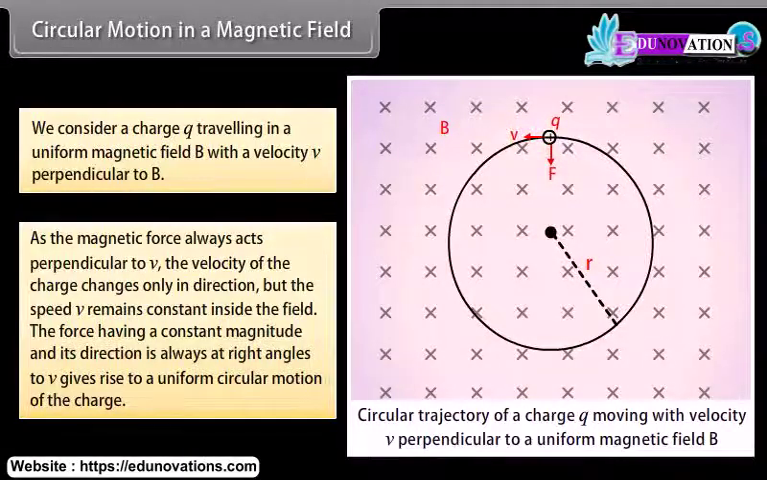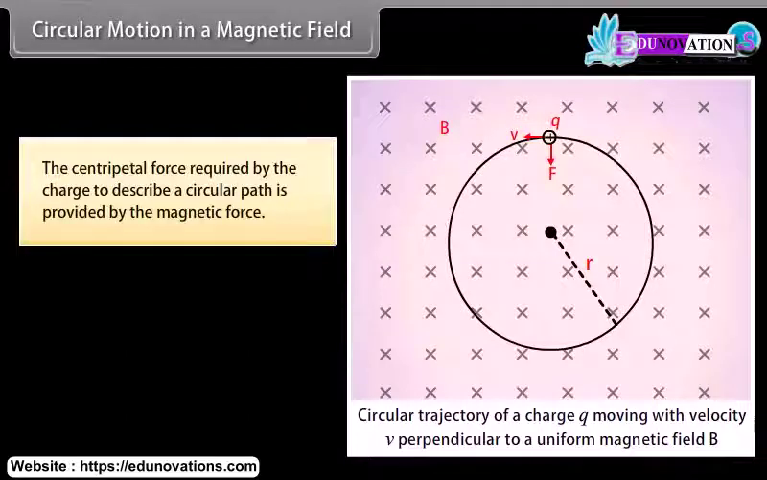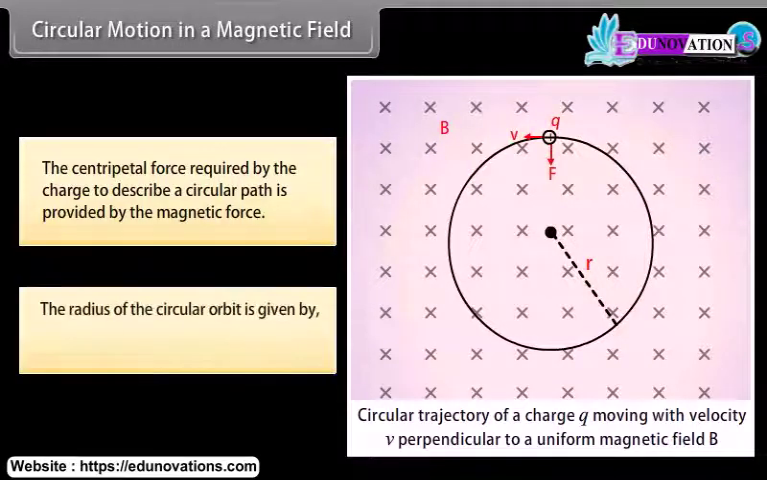The force, having a constant magnitude and its direction always at right angles to v, gives rise to a uniform circular motion of the charge. The centripetal force required by the charge to describe a circular path is provided by the magnetic force. The radius of the circular orbit is given by mv divided by qB.